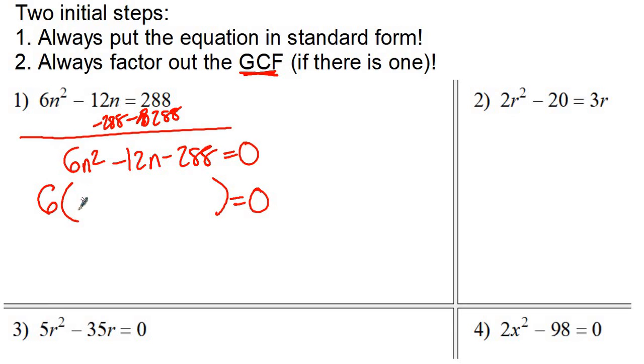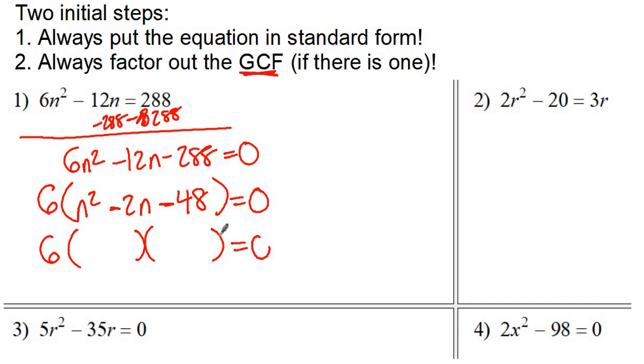So 6n squared divided by 6 would just be n squared. Negative 12 divided by 6 is negative 2n. And then negative 288 divided by 6 is negative 48. Okay, we need to keep the 6 in front the whole time. It's not going to affect the answer, but it needs to be there so that if we were to multiply it back out, we'd get back where we started.